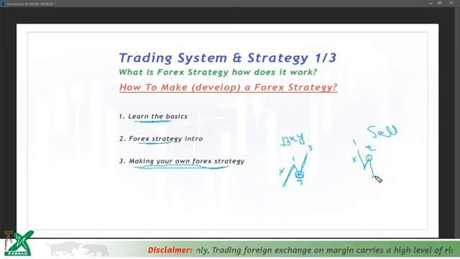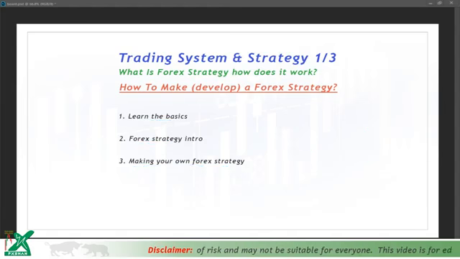So this can be our simple strategy, right? So now we know what our set of rules is. We get together the confluences and we will follow those rules, right? Let me revise it again.